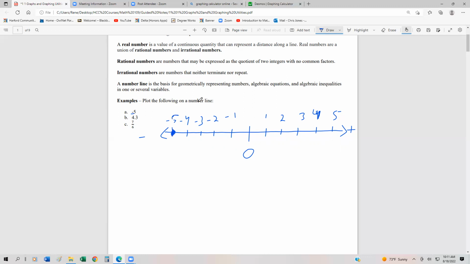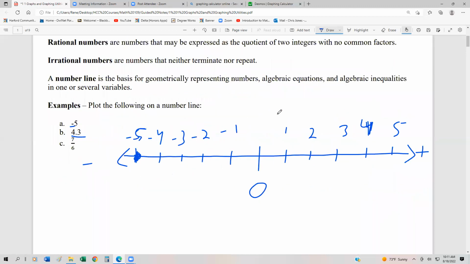And again, it's a little bit tough for me because on my computer screen, it's a little tough to draw, so excuse the sloppiness on occasion, right? 4.3, we know that that number is going to be a little bit more than 4, right? And so what we could do is zoom in a little bit, and 4.3 is going to be more towards 4 than 5. So I'm going to plot it right about here on our number line. And then finally, 7.6.